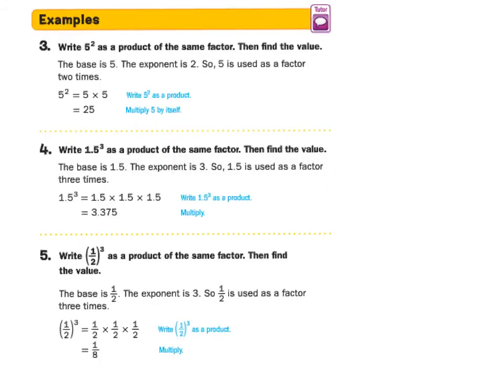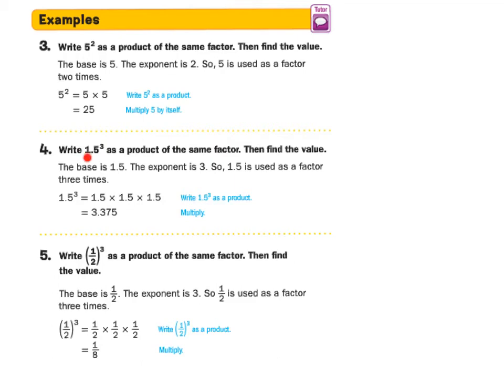So let's look at example 3. They would like us to write 5 squared as a product of the same factor and then find the value. So the base is 5, the exponent is 2, so 5 is used as the factor 2 times. So we'd write 5 times 5, and that's equal to 25.